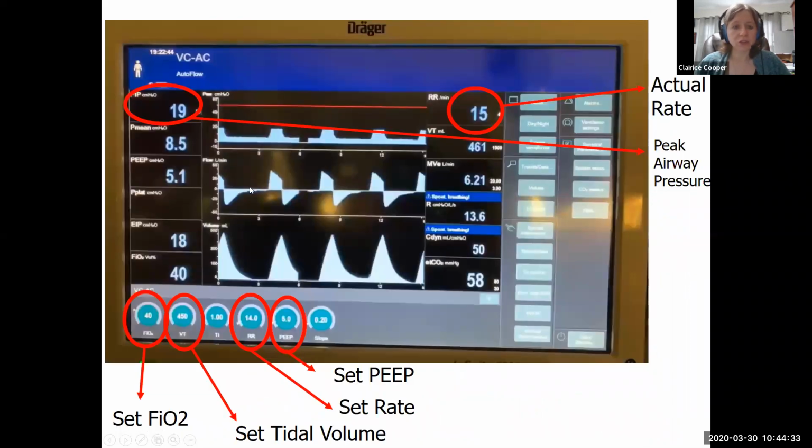And again, looking at the Drager ventilator, all the same things, you just have to find them in different places. So your peak airway pressure is now in the top left corner. You still look for your actual respiratory rate as compared to your set rate. And you can look at your flow to ensure that the patient is exhaling completely before the next breath is started.